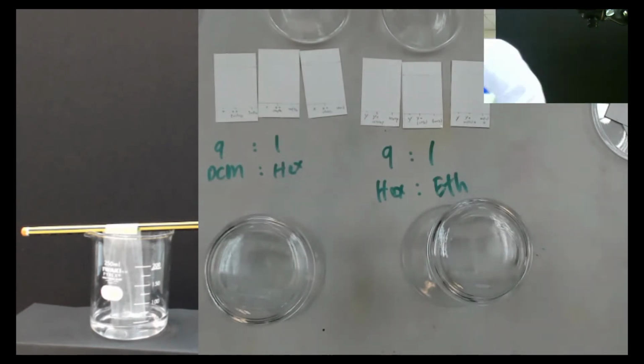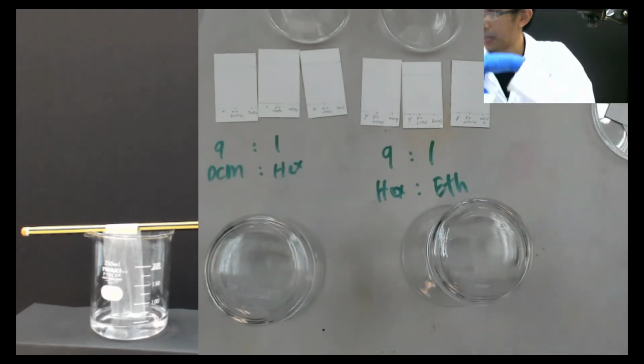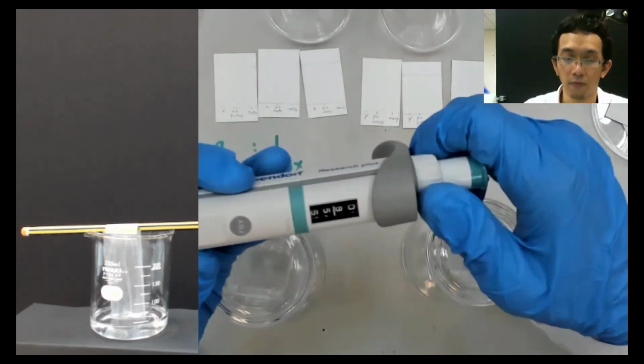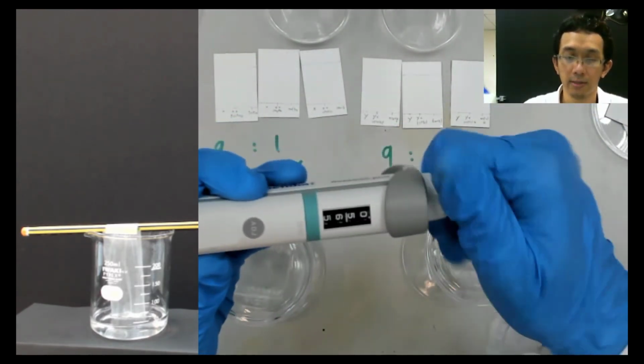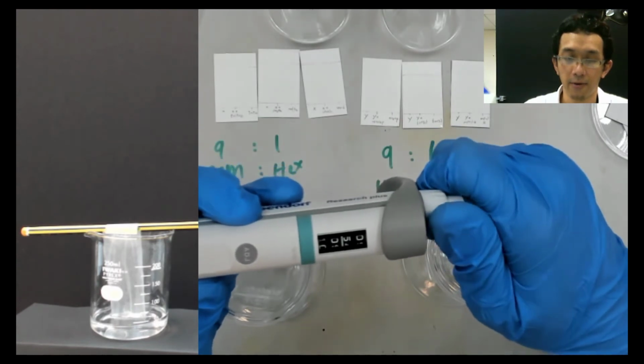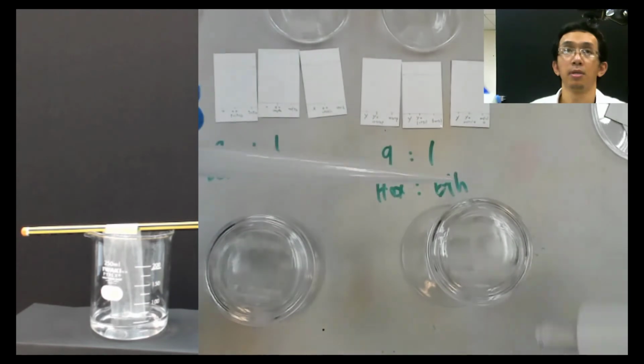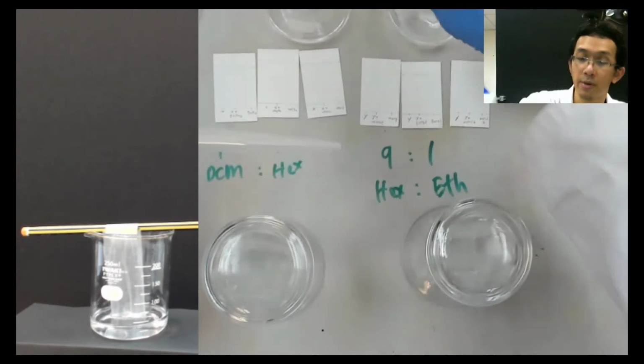Let me take a new tip first. Okay, so we want 5 ml, so just go to 5. Okay, 5 ml. And then we take a new tip, because now this is a combination.